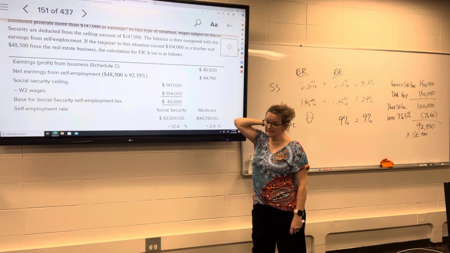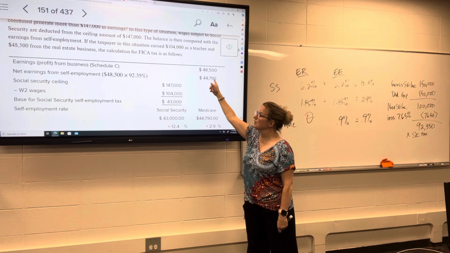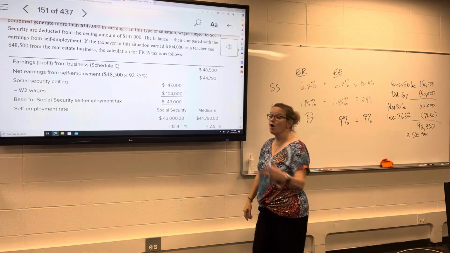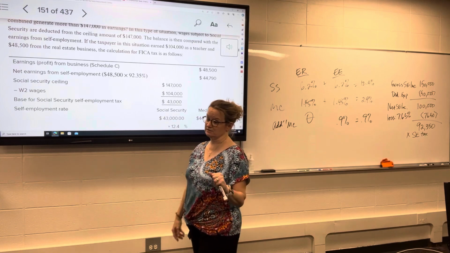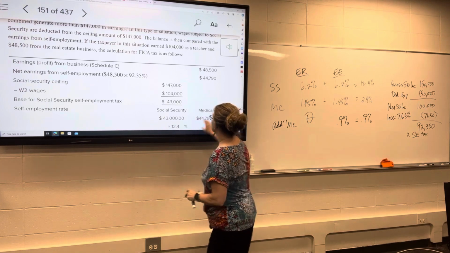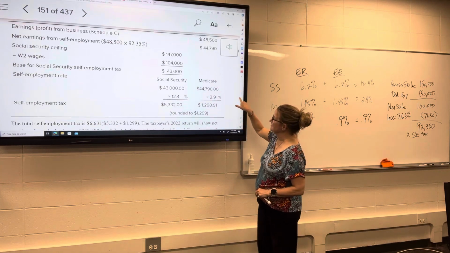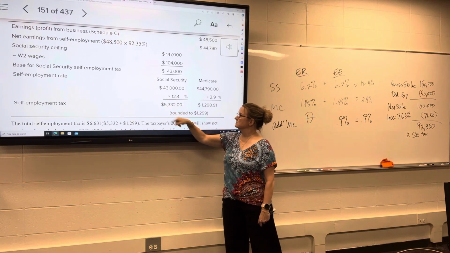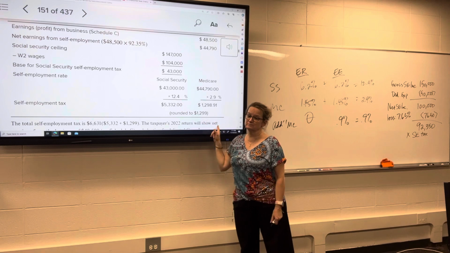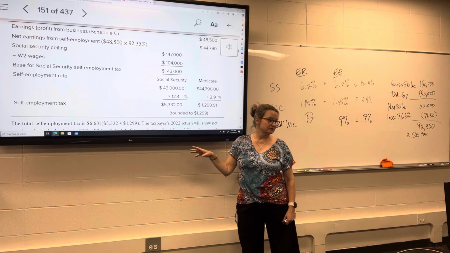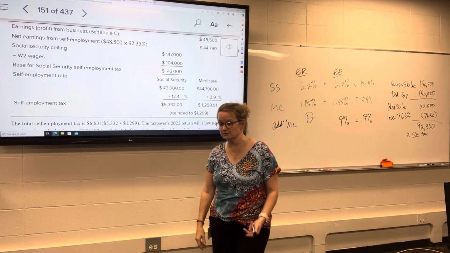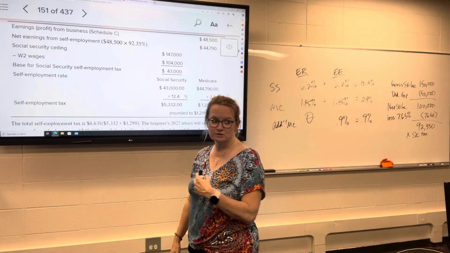Well, they've got 44,790 in earnings, so that means not all of that 44,790 is going to be subject to Social Security tax. All of it is going to be subject to Medicare tax, though, right? Because there is no cap on the Medicare tax, and they've got the calculation here for these two amounts. So 43,000. This is what they would pay on their tax return, and this would be in addition to any amounts that were withheld on their W-2. Questions about that?